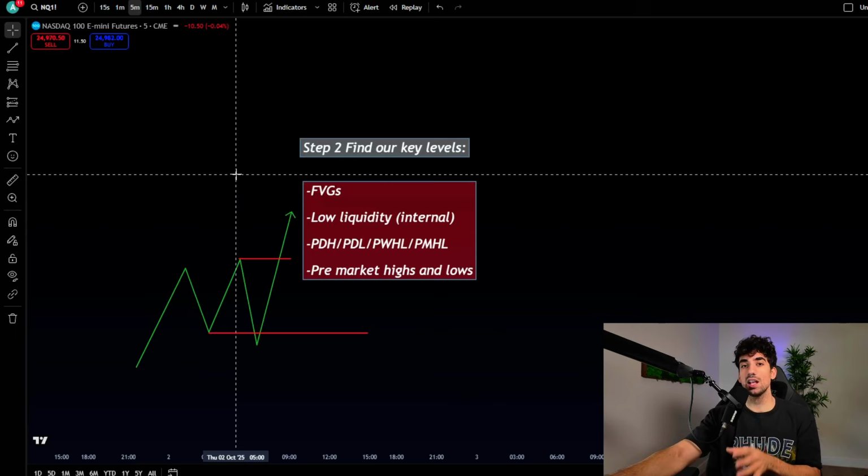And when they hit, then you start looking for a lower time frame entry. That's when we'll talk about the 5-minute, 2-minute, 1-minute time frames.